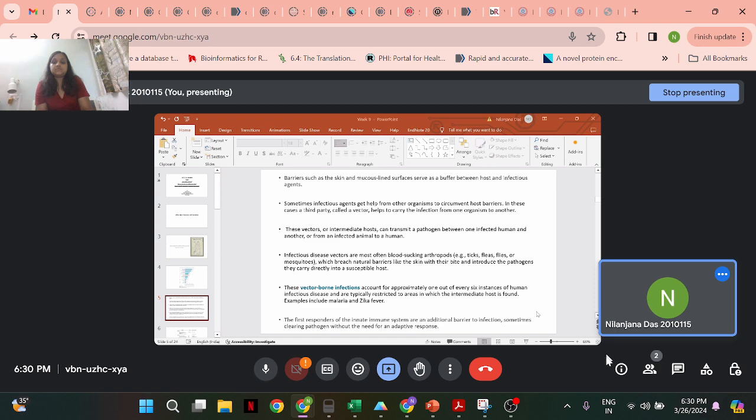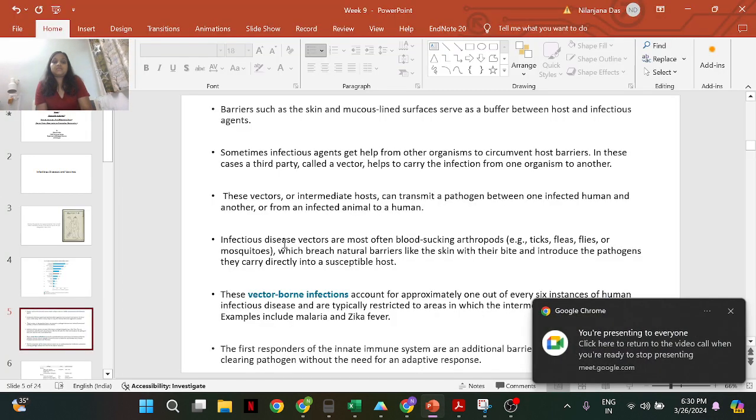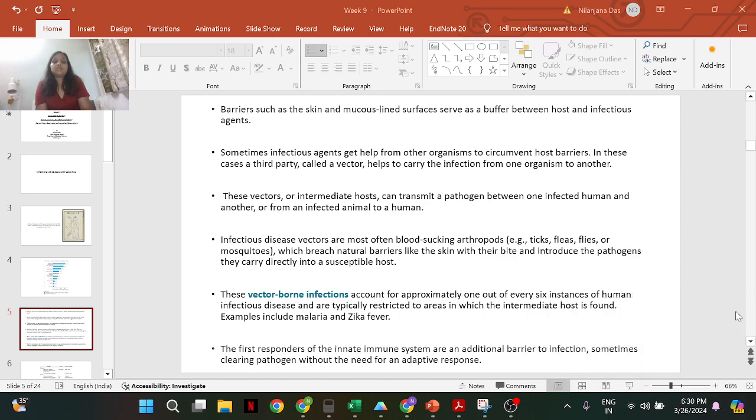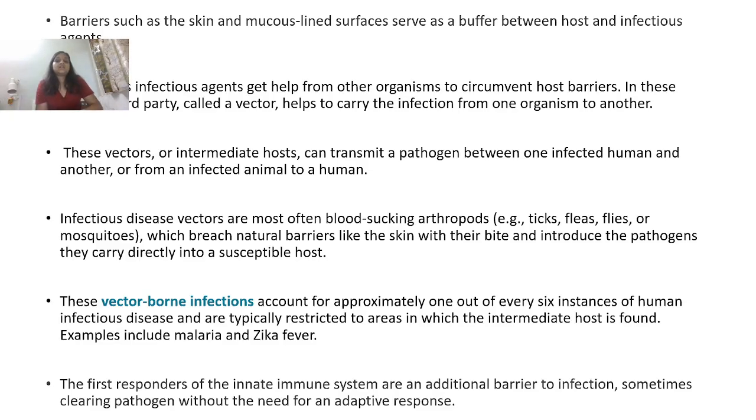So the vectors can be named as intermediate hosts. They help to transmit the infectious agents, or help the infectious agents get into the host system by circumventing the host barriers. So they transmit this infection from one organism to another. So they can be known as intermediate hosts. They can transmit a pathogen between one infected human and another, or from an infected animal to a human.